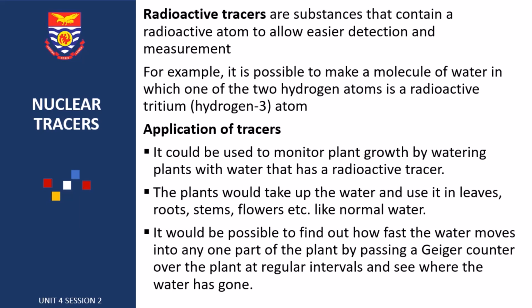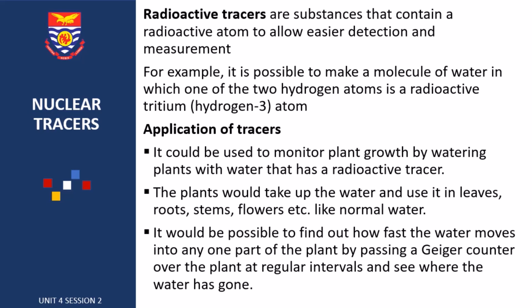Let us look at applications of tracers. Tracers can be applied in several ways. One of the ways is to use them in the detection of how fast water molecules are taken up by different parts of plants. So let's try to explain that the tracer molecule could be used to monitor plant growth by watering plants with water that contains the radioactive tracer. So in this case, this water contains the tritium isotope.